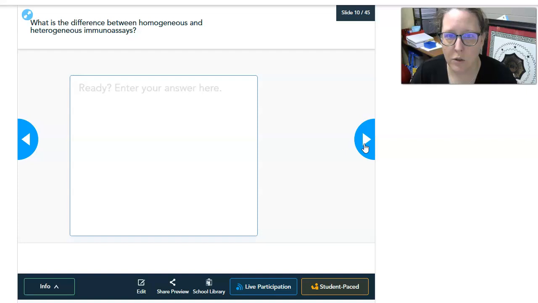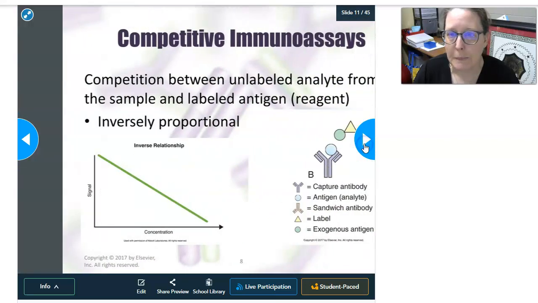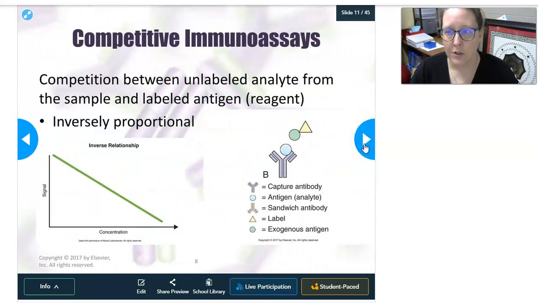Okay, so again, what's the big difference between homogeneous and heterogeneous immunoassays? All right, and then there's another classification of immunoassays, and that's competitive and non-competitive immunoassays. And again, you can mix, so you could have competitive and heterogeneous, or competitive and homogeneous, etc. So it's just another way to classify them.